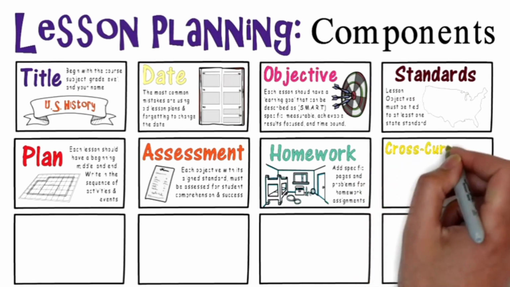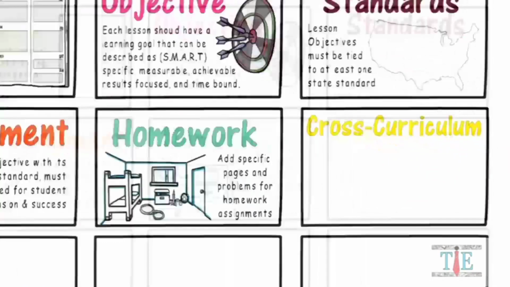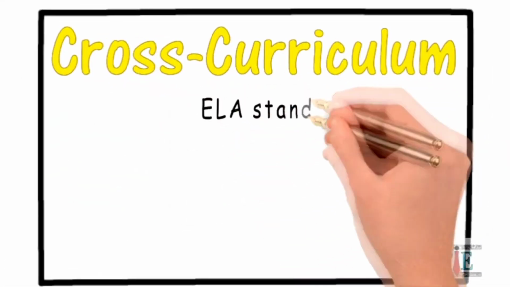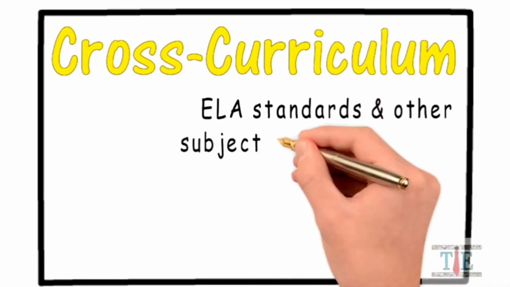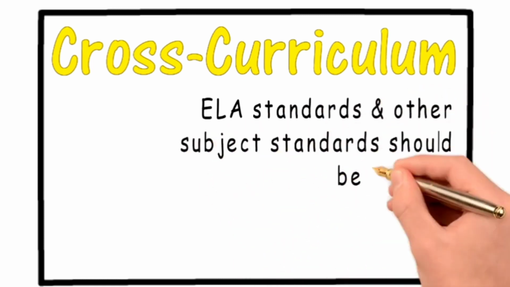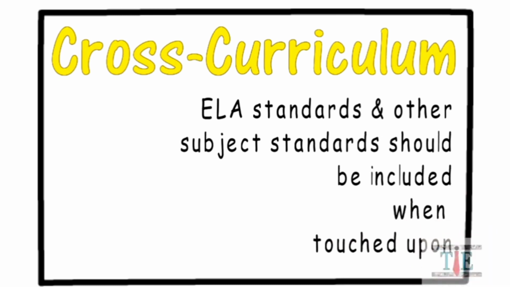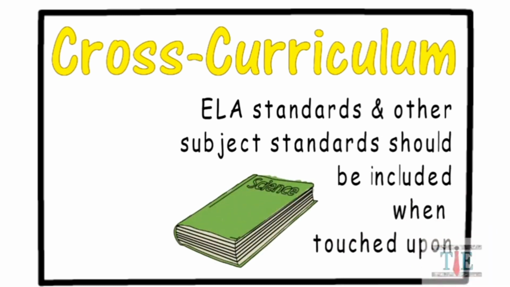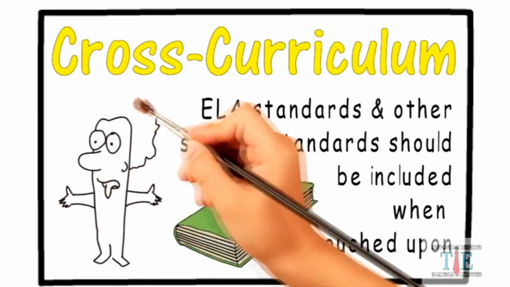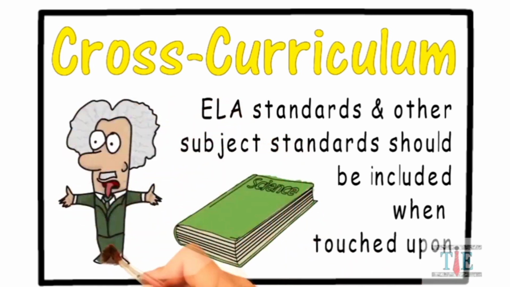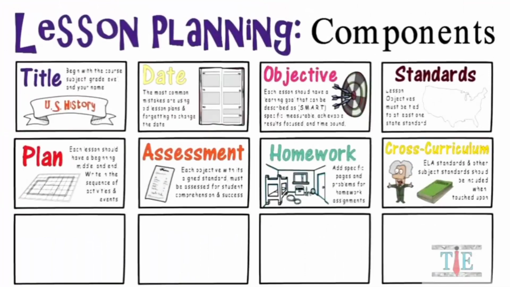The next part of lesson planning is to add some cross-curriculum standards. English language arts and other subject standards should be included when touched upon in a lesson. Especially look to incorporate English language arts. Think about a physics lesson on quantum mechanics and Albert Einstein. That lesson could have both history and science standards.